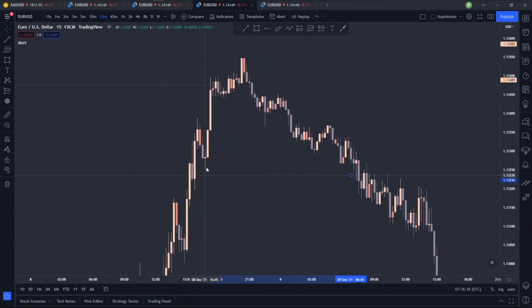Oh, why are you tweaking? I'm tired of TradingView, fam. It keeps tweaking. I wish there was a better platform actually.